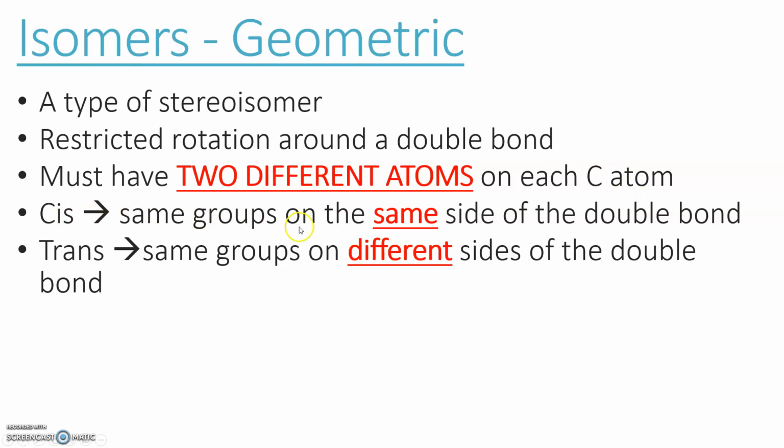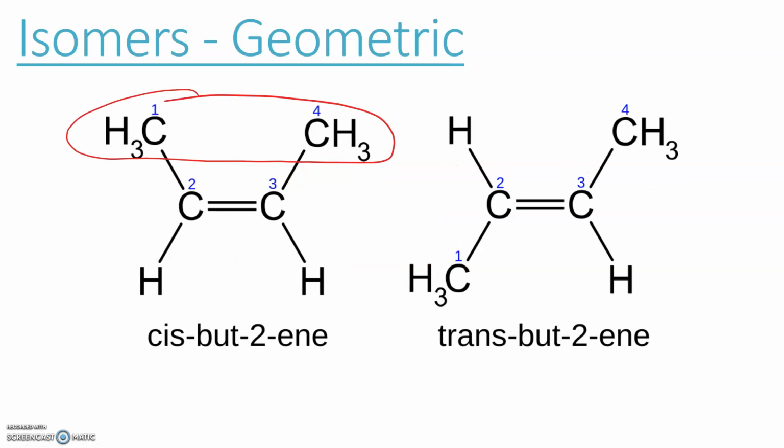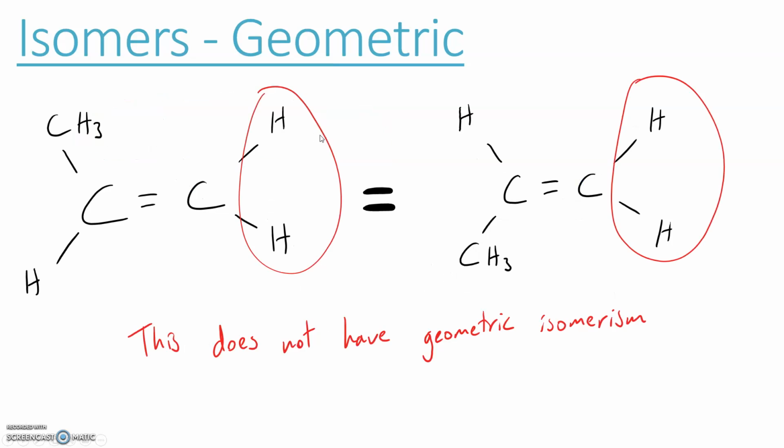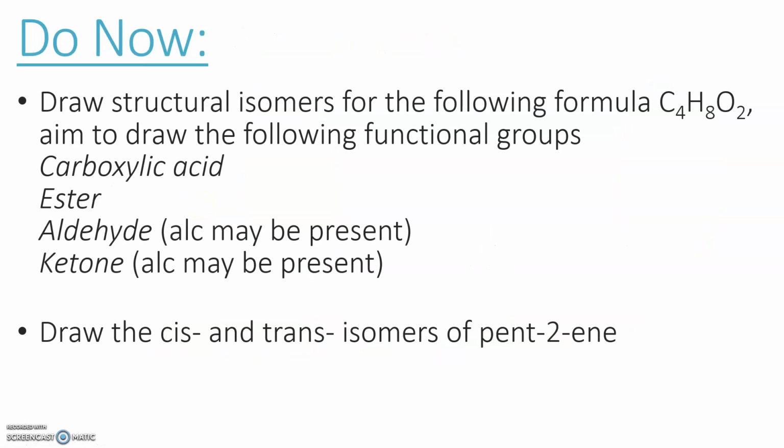Cis is where the same groups are on the same side of the double bond, and trans is where it's like diagonal. The same groups are on different sides of the double bond. So for example, this is cis-butene, and this is trans-butene. Okay, it's diagonal, like sisters, same side. Okay, this molecule does not have geometric isomerism because this carbon here has 2 of the same thing attached to it. Each carbon atom must have 2 different things attached to it.